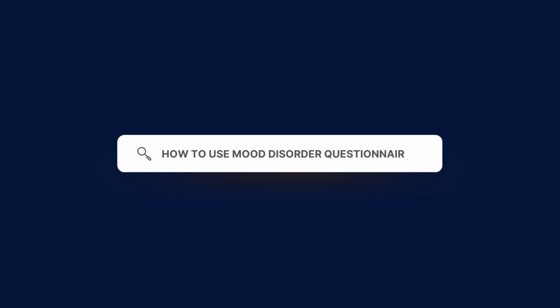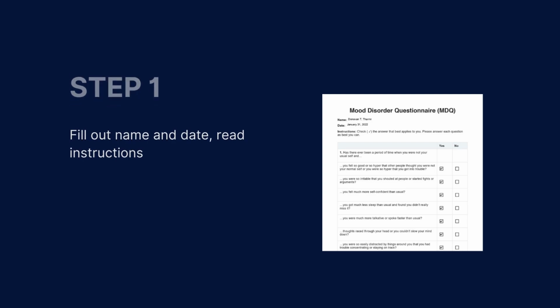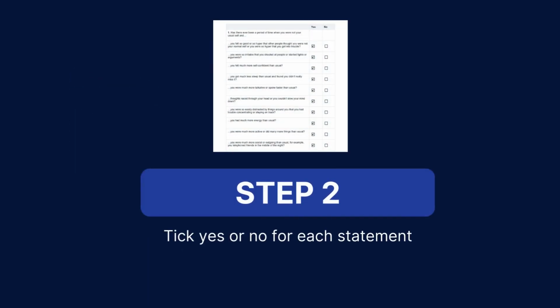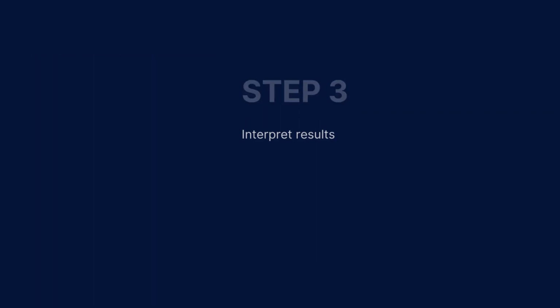Here's how to use a mood disorder questionnaire. Distribute to the patient and fill out the name and date, as well as read the instructions. You will then need to tick yes or no for each statement. The final step is to then interpret the results, which can be incorporated within an intervention.